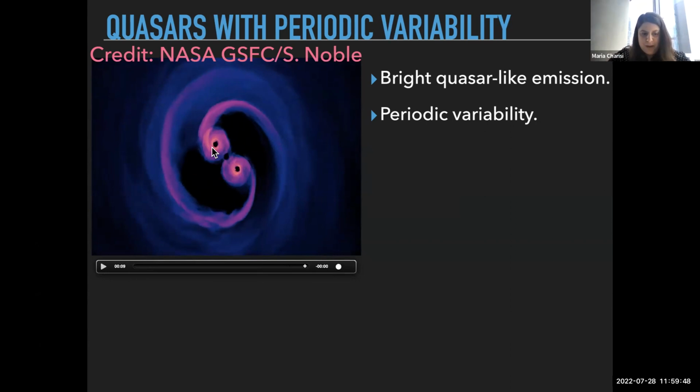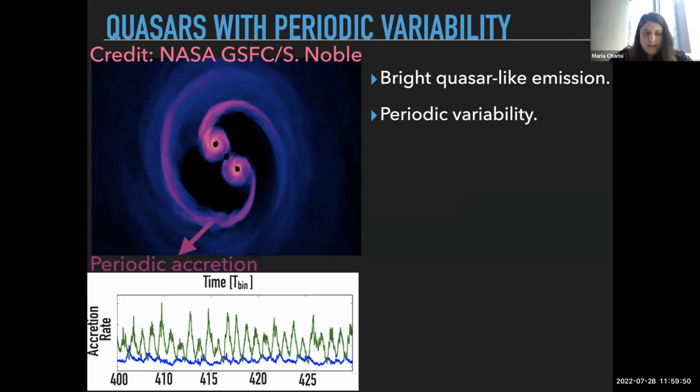So we have two main methods to produce periodic variability. One is related to these streams that I already mentioned. As they enter the cavity periodically, the accretion is periodically modulated, which is shown here. This is the accretion rate as a function of the orbital period, and we see that the accretion rate is periodic with a period similar to the orbital period of the binary.